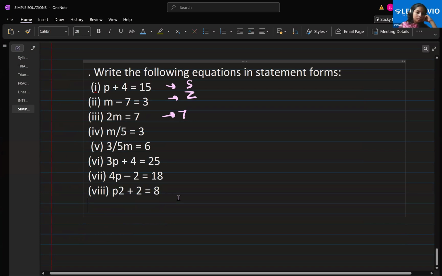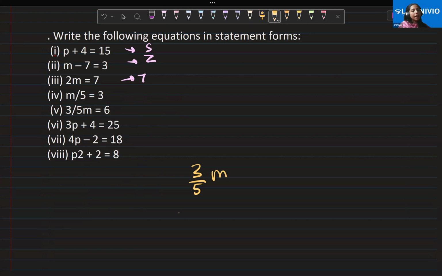Ma'am, what do you mean by 3 by 5 multiplied by m? 3 by 5. It looks something like this. So how will you write that? In fraction, 3 by 5 multiplied by m. Yeah, but how will you write it in words? How will you write 3 by 5 in words? Okay, wait, don't answer. Everyone try the fifth one.